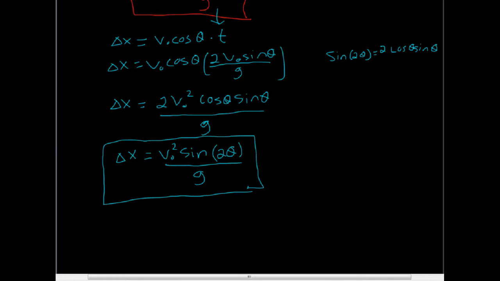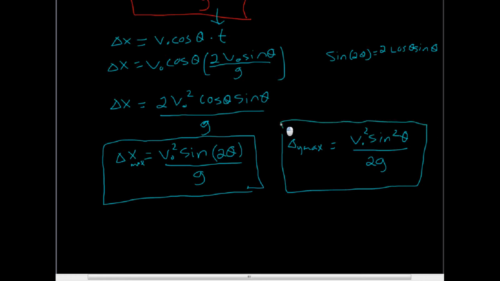And I'll rewrite the maximum height range. So I'll write delta x max, and over here I'll write delta y max is equal to, as we saw before, v naught squared sine squared theta over 2g. So these are our two equations that, out of other equations, we were able to derive.